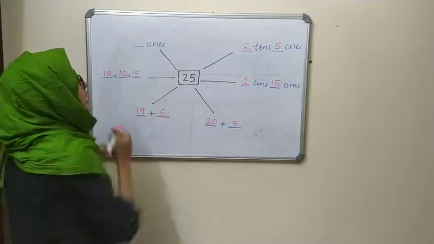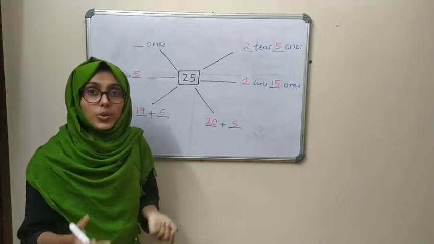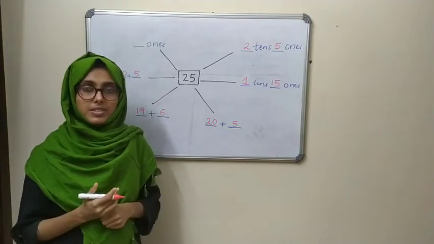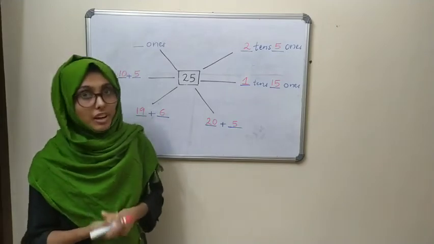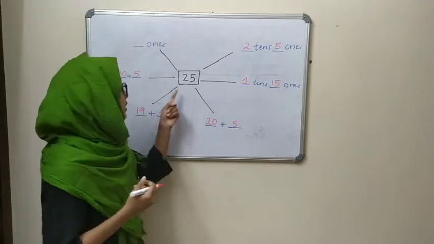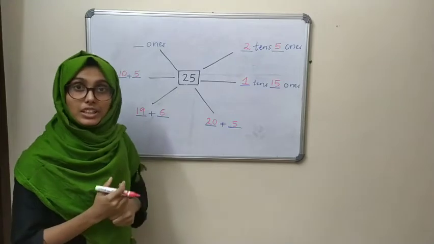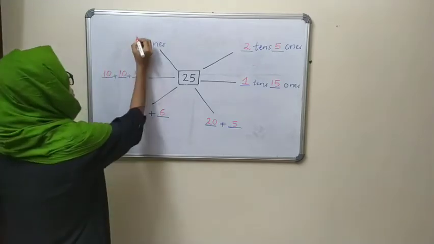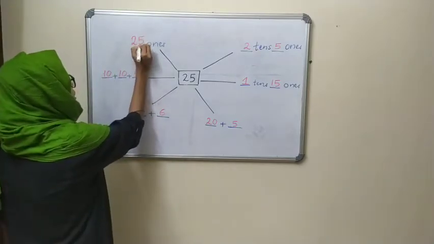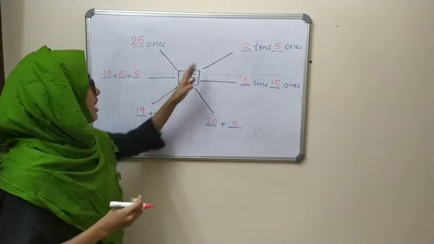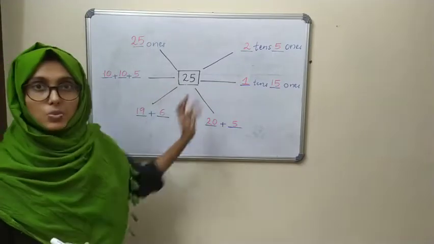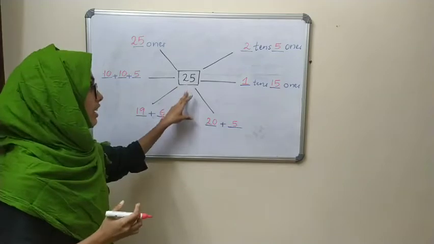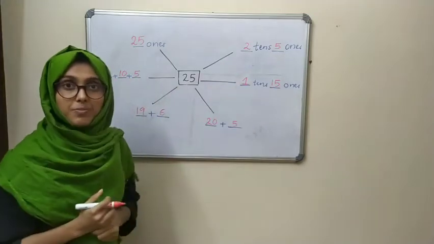So here, suppose you have 25 1 rupee coins. Then also it becomes 25, isn't it? So you can write here 25. So there are 6 ways. We wrote 25 in so many ways, isn't it?